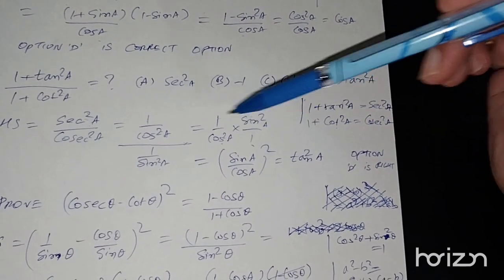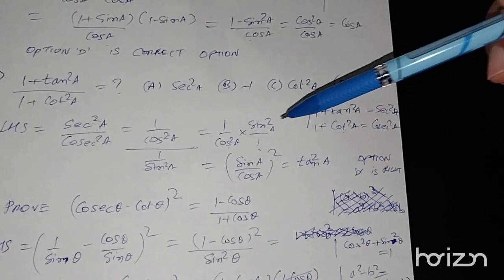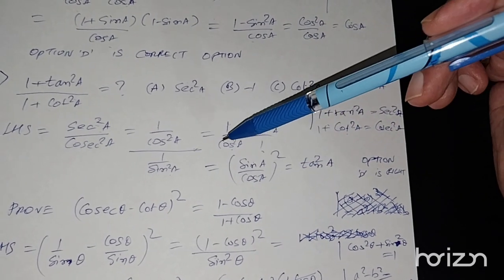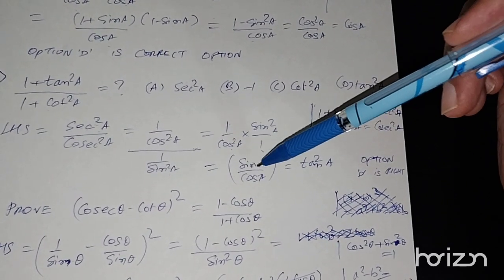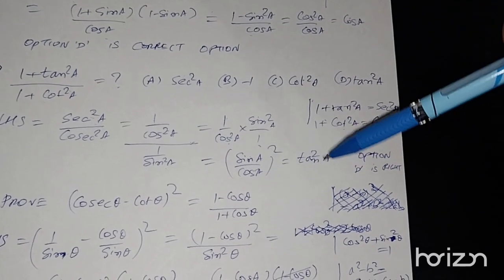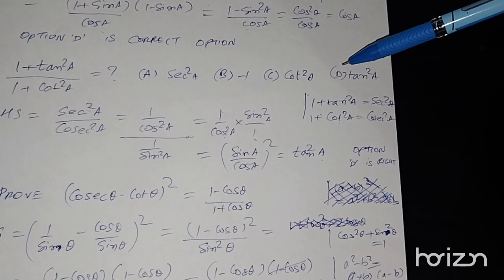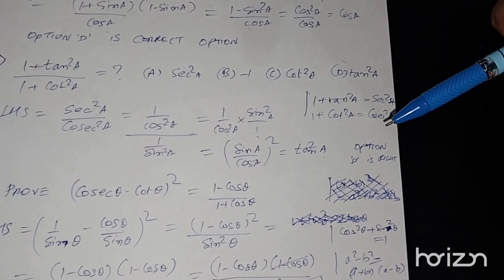Okay, so this can be written as sine a by cos a whole squared. Why? Because sine squared a is here, cos squared a is here, so that is nothing but sine a by cos a whole squared. But what is sine a by cos a? It is nothing but tan a. So tan squared a is the answer. So option D is the correct option here.